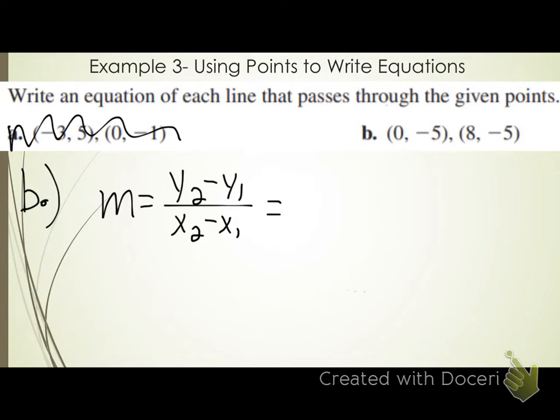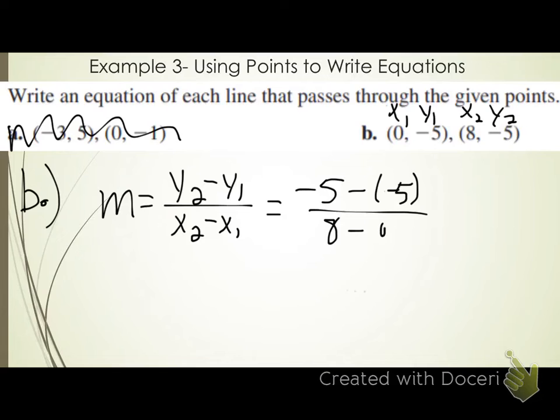What's my second y value? -5. Bring your minus sign over from the formula. What's my first y value? -5. Over, what's my second x value? 8. Minus, what's my first x value? 0. That becomes -5 plus 5, which gives me 0.